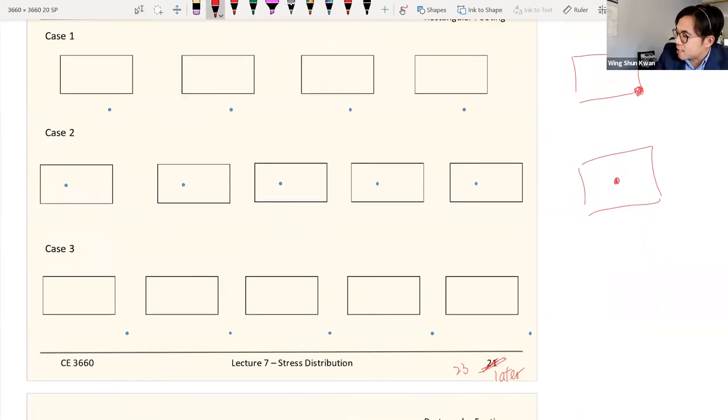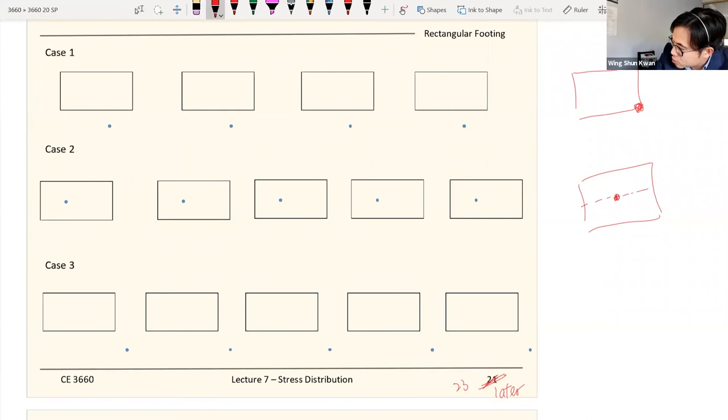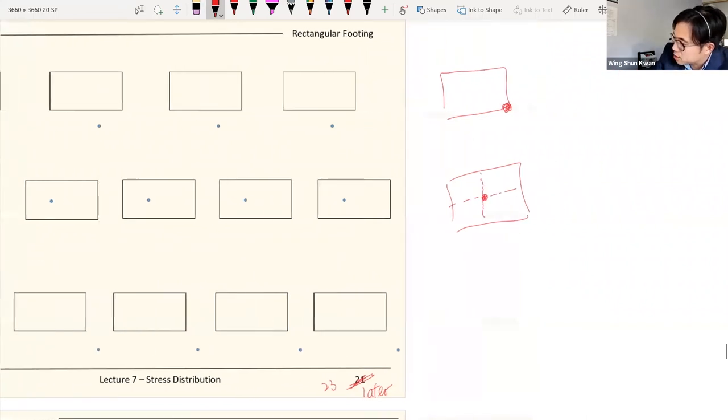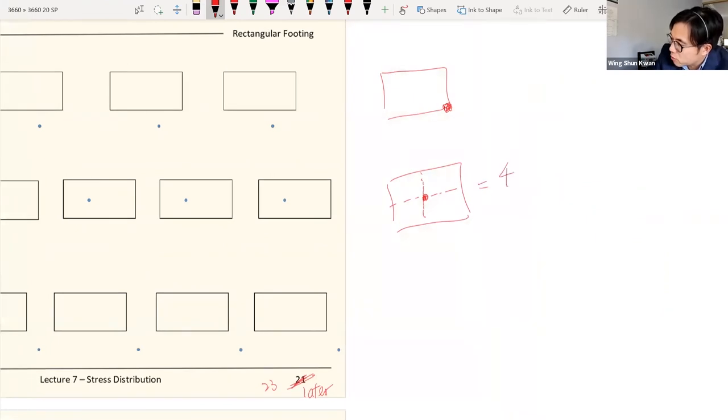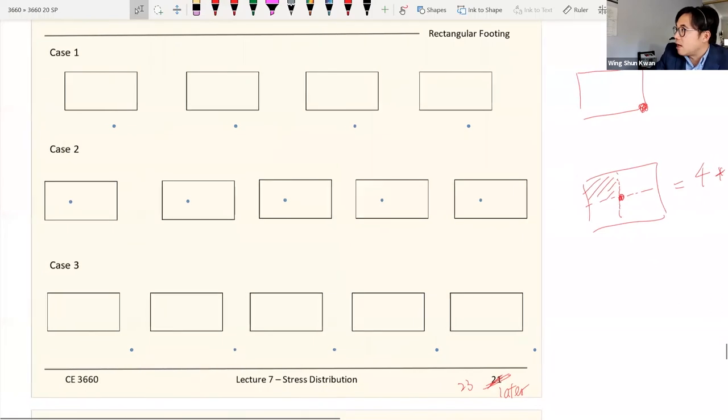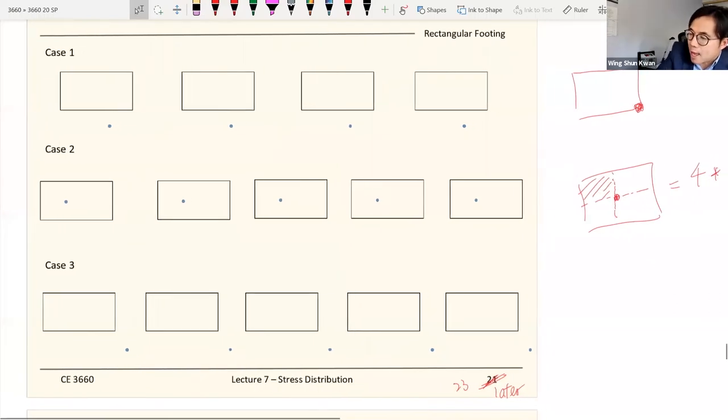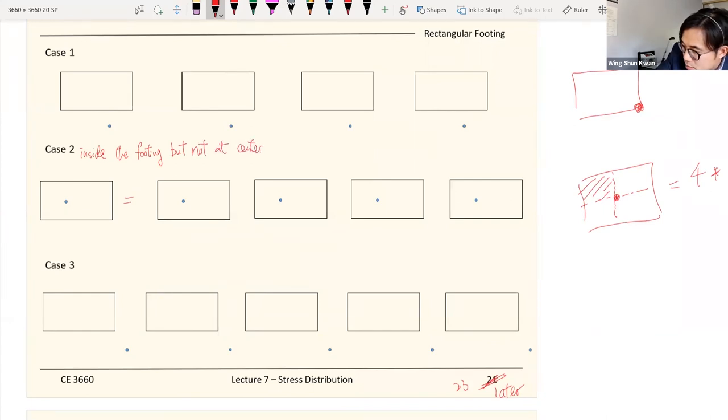Just like the concept when we were at the center, we chop this into four parts, so this will be equal to 4 times one of the small parts. That is what happens when we look at the case at the center. But now we are not even at the center anymore. So any point of this, case 2, will be inside the footing, but not at the center or corner.